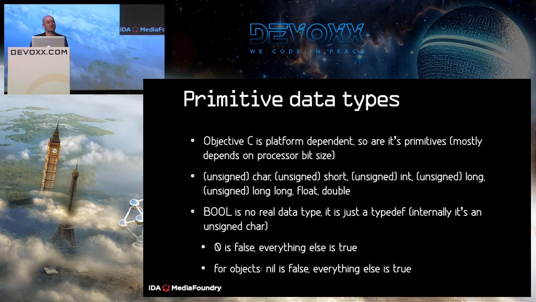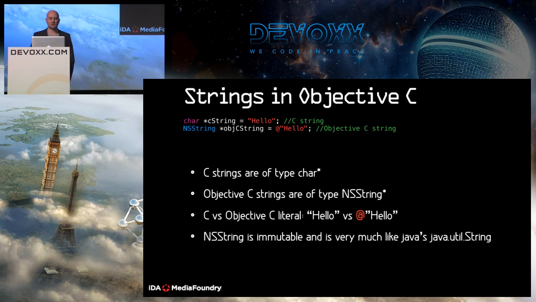Then primitive data types. Since Objective-C is based on C, your primitive types are also dependent on the processor you are using. So that sometimes leads to some confusion. If you have a 32-bit processor or a 64-bit processor, your longs or your integers might be larger. So who already did some C in their career? Okay, enough people, so you know what I'm talking about, right? So again, the Boolean is not a real data type. It's just an alias.